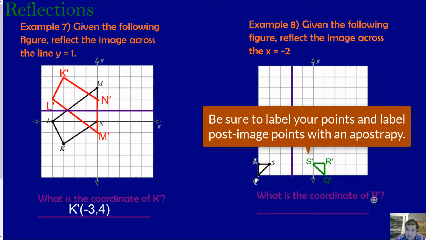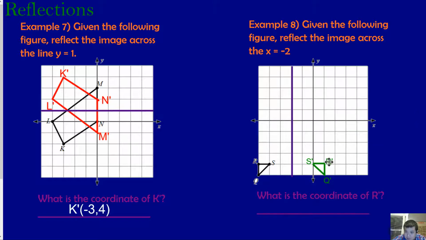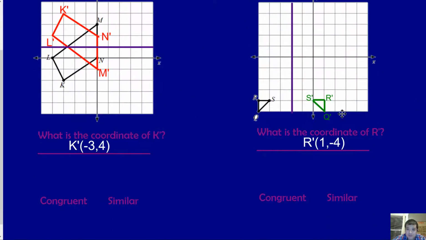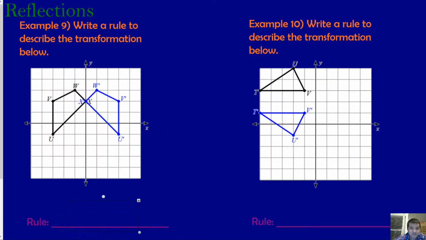And then the image of R has a coordinate of, let's see, (1, -4). And again, both of these, because they are the exact same image, just in a different angle, they are both going to produce congruent images, because reflections always produce congruent images. They don't change the lengths and they don't change the angles.